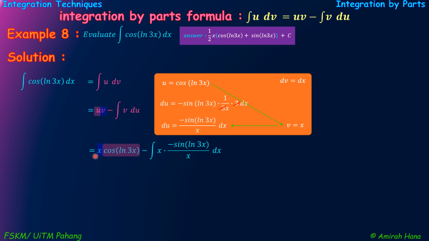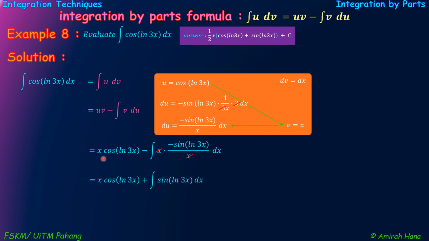To avoid error, we put x in front here. Because if we put x beside ln 3x here, some students tend to multiply x and 3x. And actually, we cannot multiply x and 3x here because 3x is inside the ln function, and ln 3x is inside the cos function. So to avoid error, we put a single x here in front. And then we have the minus sign, we have the integration sign, v equals to x and du equals to negative sin ln 3x over x dx. After that, we can simplify x here and x in the denominator.